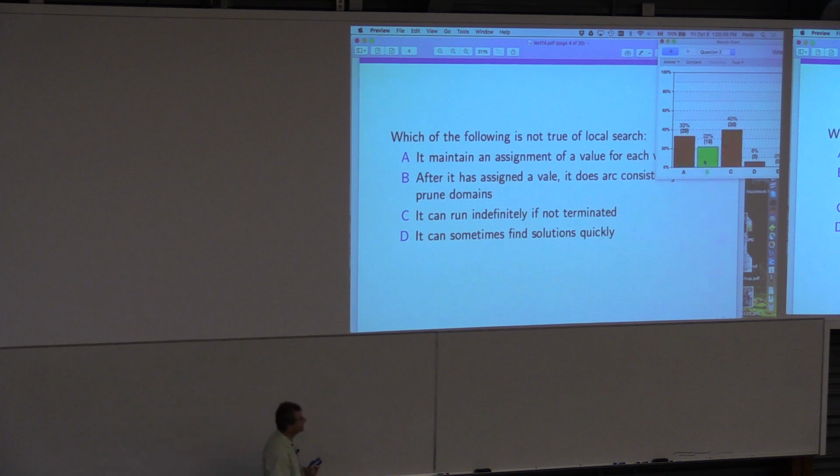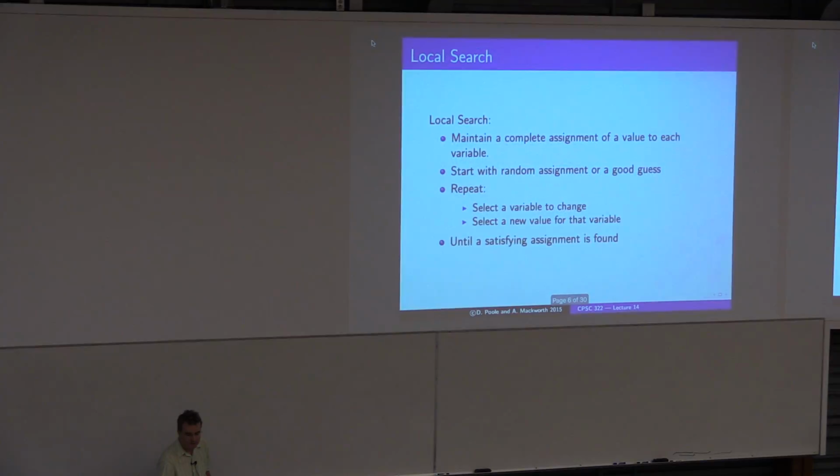All right. So what we're doing is we're maintaining a value for each variable. So this is the slide that we started off last time. Let's go through and talk about this more. So here's the local search we did last time. We maintain this complete assignment of value to every variable. We're going to assign a value to every variable that exists. And we're going to start either with a random assignment or a good guess. And we're just going to repeatedly select a variable and select a new value for it, until we find a solution.